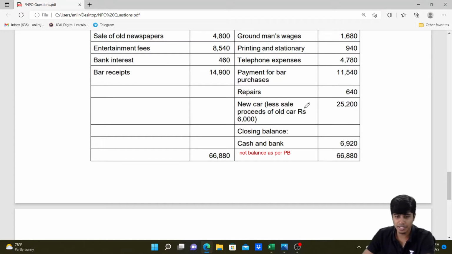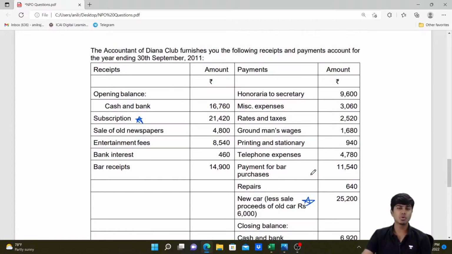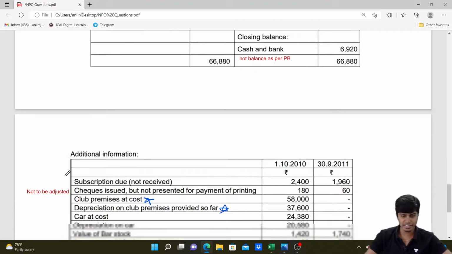Here we have something related to car. There is a sale of a car. 25,200 is the selling price. They've told something less. You sold an old car and then you bought a new car. Proceeds from the old car, 6,000, is adjusted and you paid 25,200. So basically the sale value of the old car is 6,000. The purchase value of the new car is 31,200. We can treat them separately in our car account. Yes, we'll do a car account to understand this.